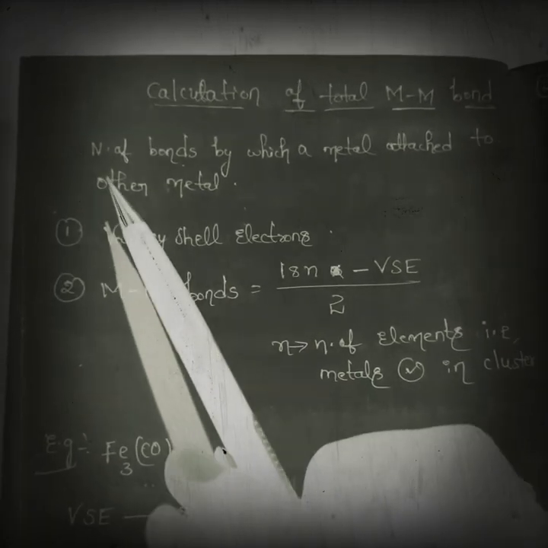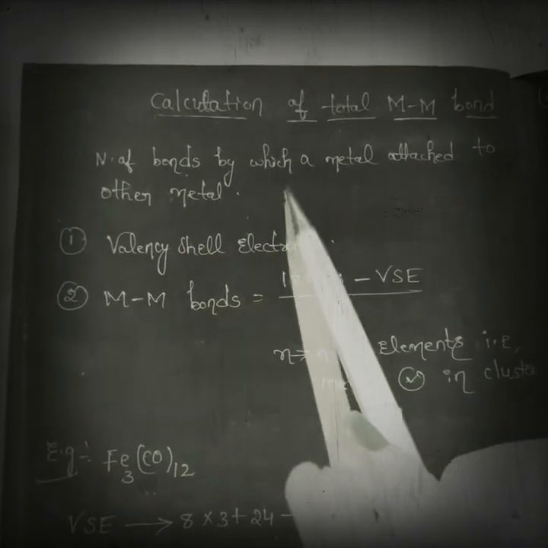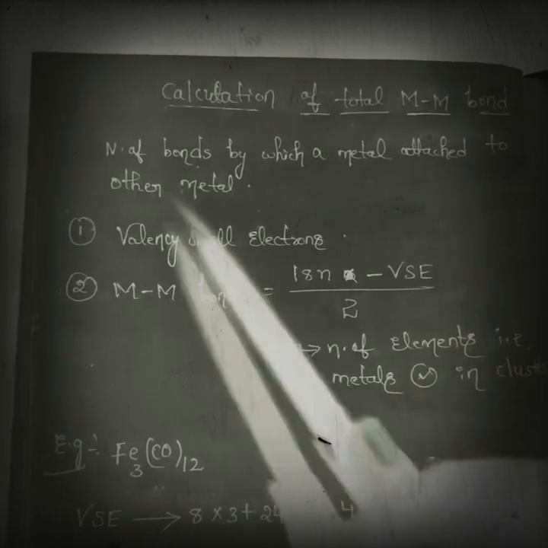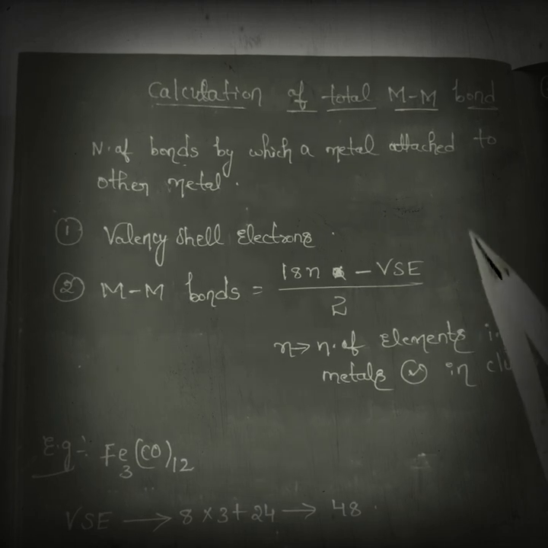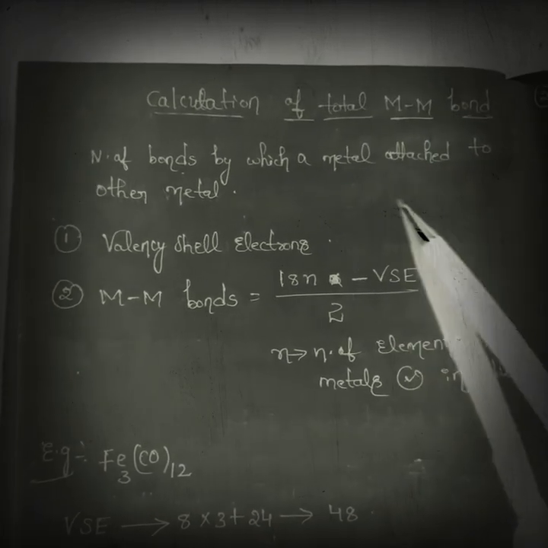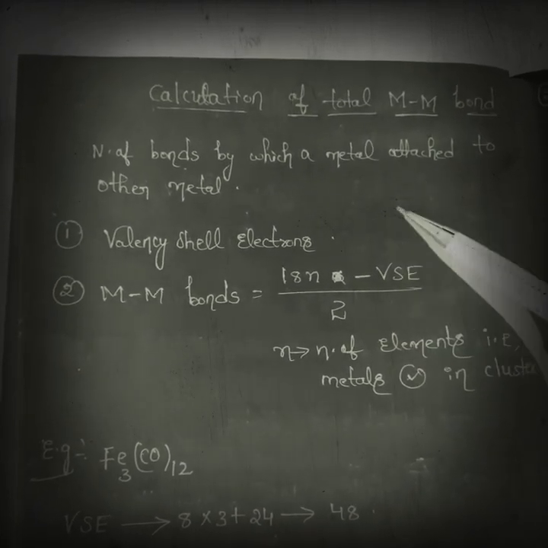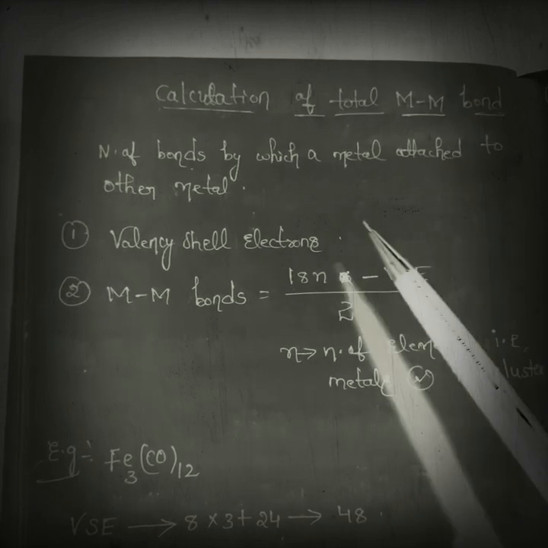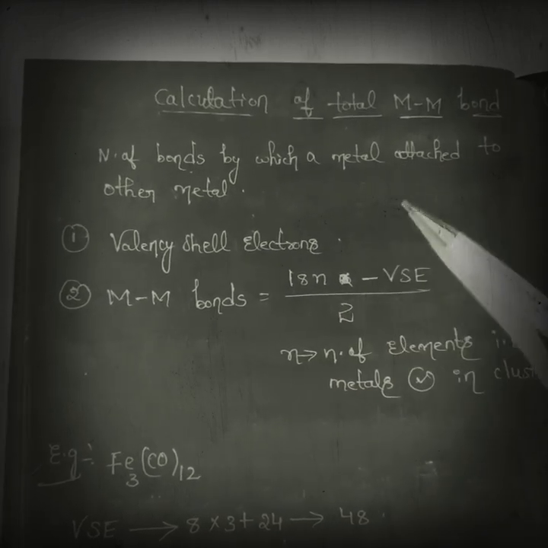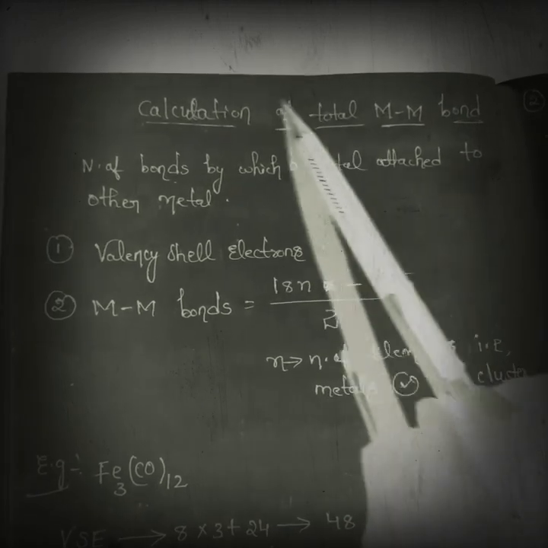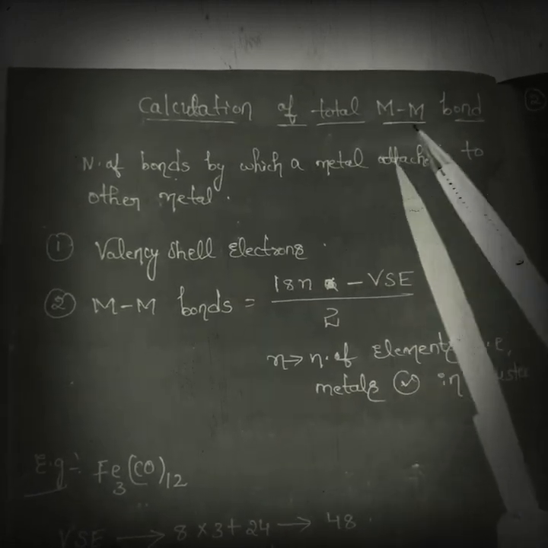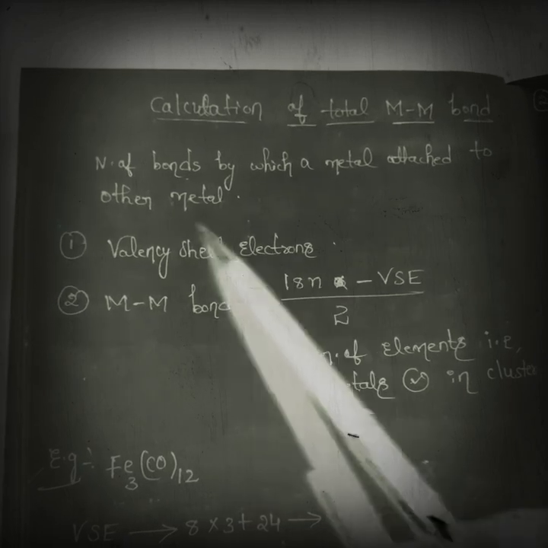See, the number of bonds by which a metal is attached to another metal. So one metal is attached to the other metal with the help of how many bonds. In this we are going to find the number of bonds that connect one metal and another metal. In order to calculate the total metal bonds, we need to know this.